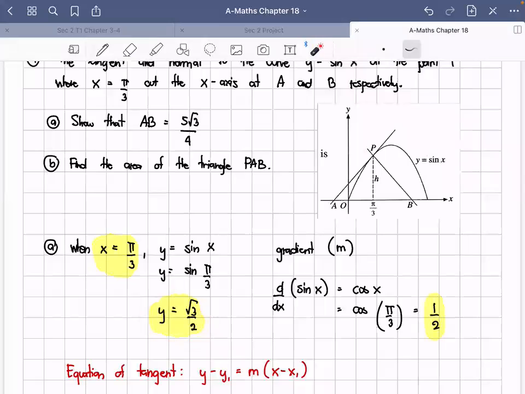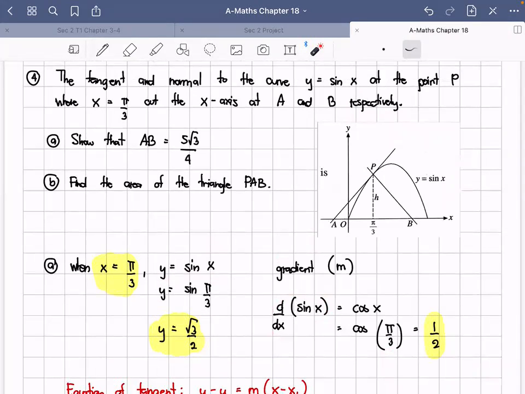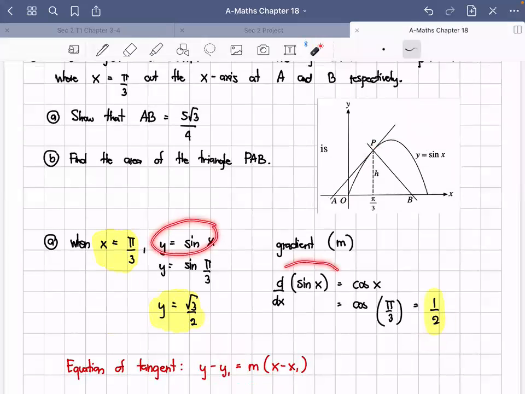To get the gradient, we need to get the derivative of sine x, which is cosine x. Cosine of pi over 3 is equal to 1/2. So the gradient of your curve is 1/2. This is the first derivative, because we need to look for the gradient of the tangent line at point P. So plugging in pi over 3 here gives you 1/2.